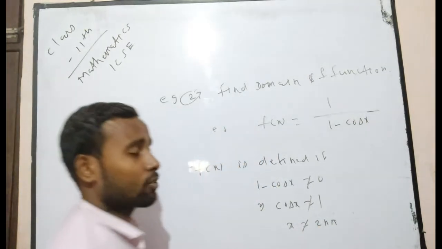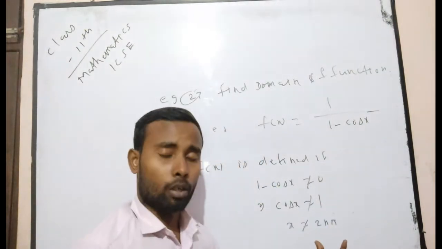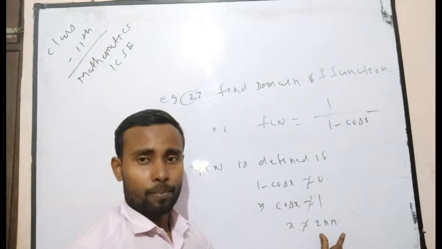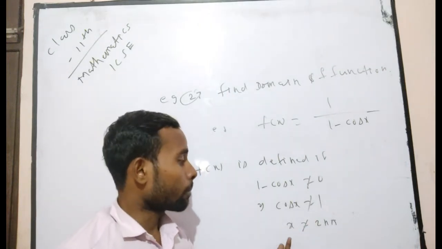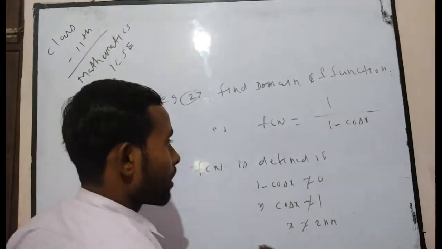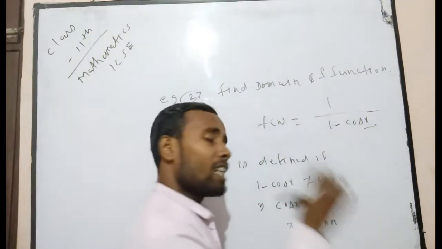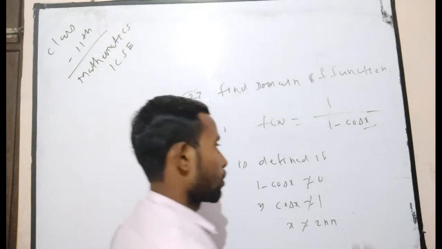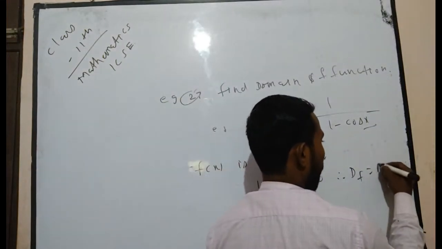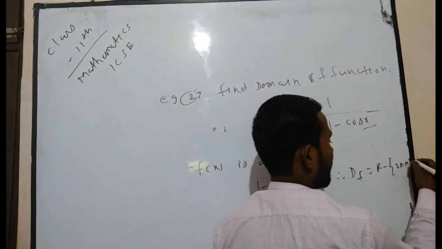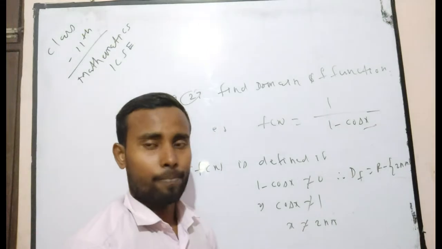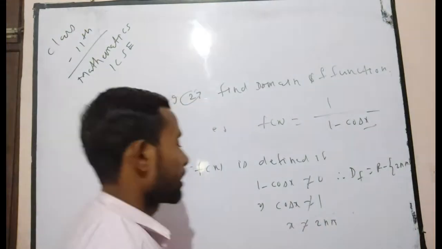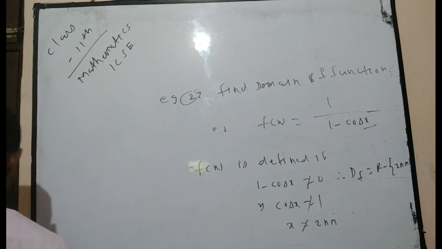Because in the next class when I will teach you about trigonometric equation, then I will tell you what it does represent. How can you solve this type of problem? x is not equal to 2n pi. That means you can take any value of x other than x equal to 2n pi. So domain of function will be all real numbers except 2n pi. Negative sign represents except, all real numbers except 2n pi. It is the set of real numbers. That represents the domain of this function.